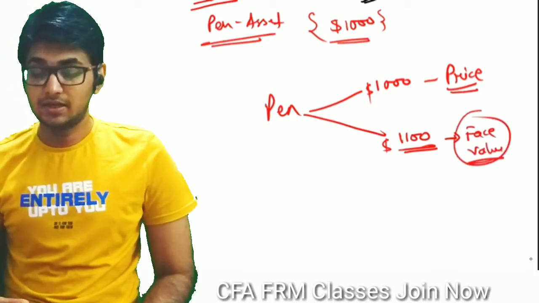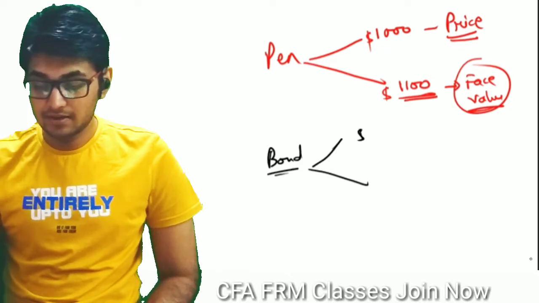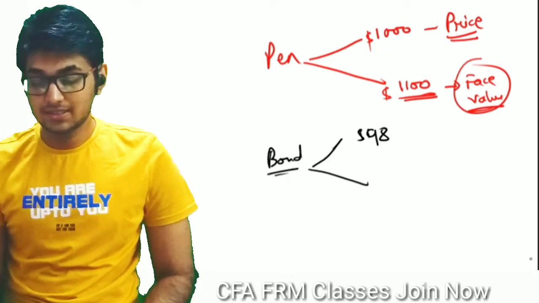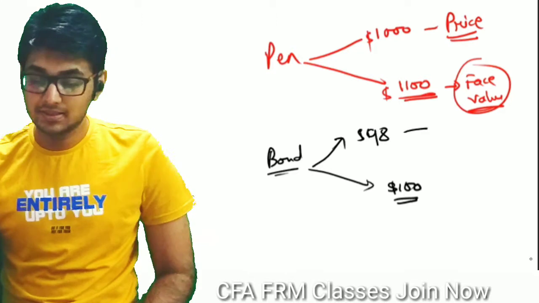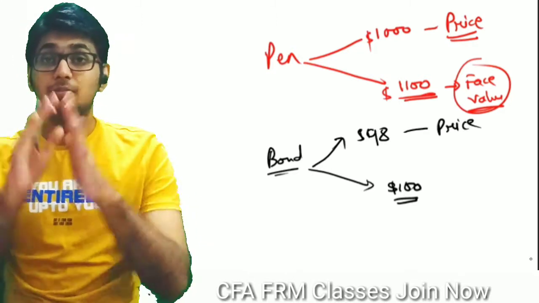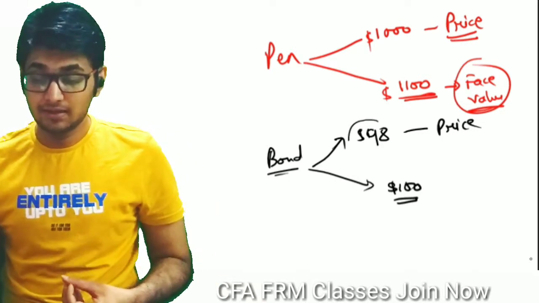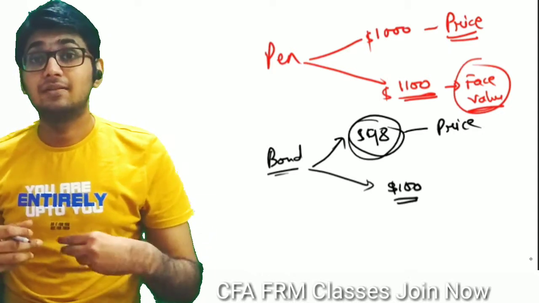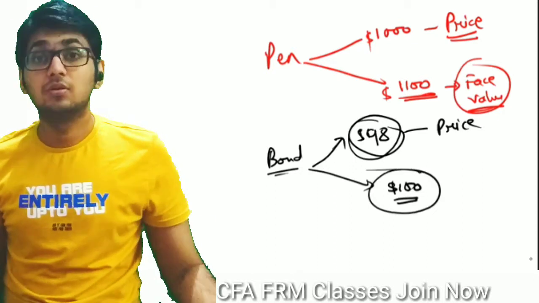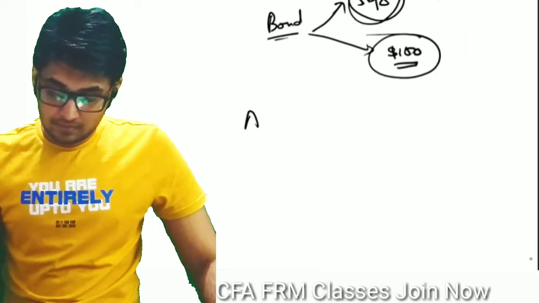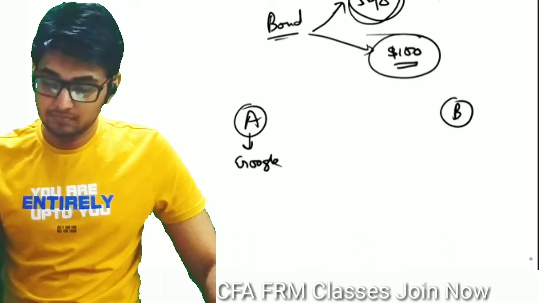You need to understand. Similarly, when I am talking about the bond, I am quoting $98, and I am saying that after 1 year, you will get $100. So this is the price of the bond paper. Now suppose this is a bond paper and I am giving that bond paper to you. How much will I take from you? I am taking 98 from you. And when you return that bond paper to me, how much am I going to give you? I am going to give you $100. Now, A and B: A is Google and B is you.